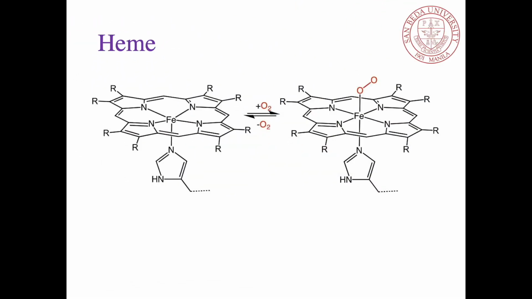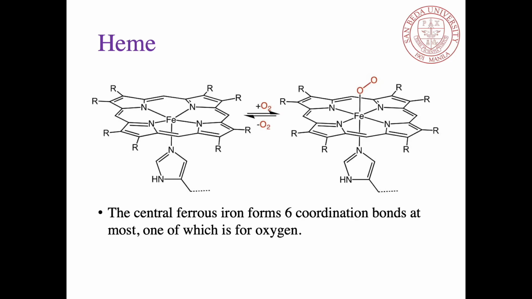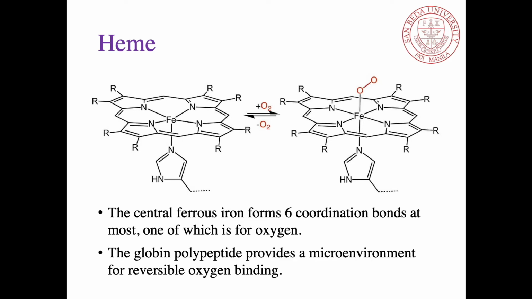Now, if we look closely into the interaction with histidine, we see that the central ferrous iron forms 6 coordination bonds, 4 with the nitrogens of each pyrrole ring, 1 with the proximal histidine, and 1 with oxygen. The globin polypeptide sequence of the hemoglobin molecule provides a microenvironment that allows for reversible oxygen binding, so that oxygen can be unloaded to tissues with low oxygen tension.